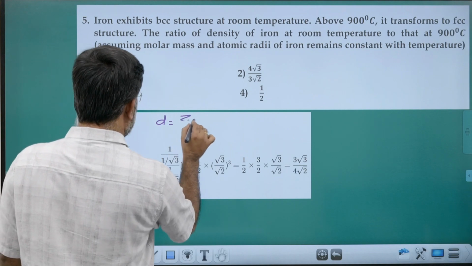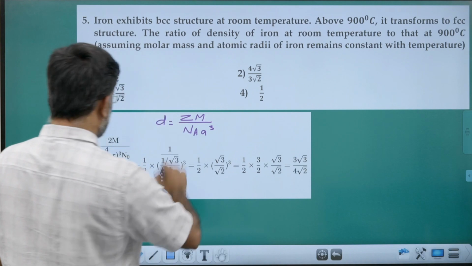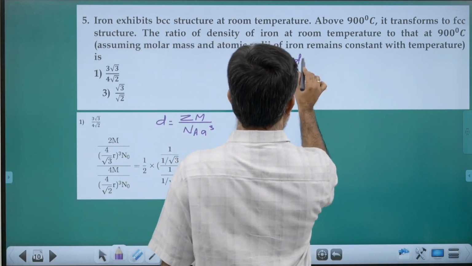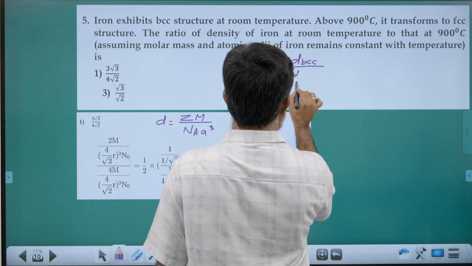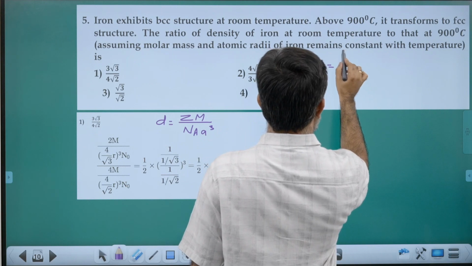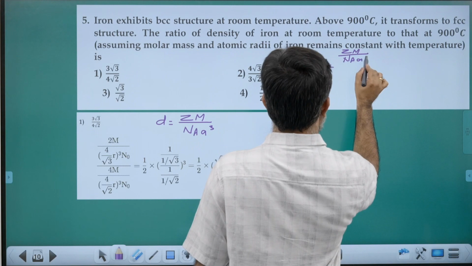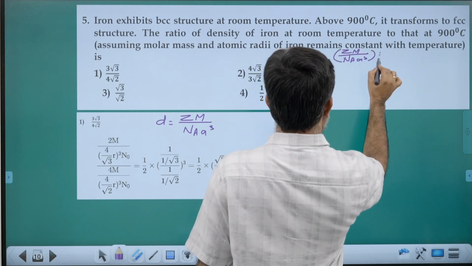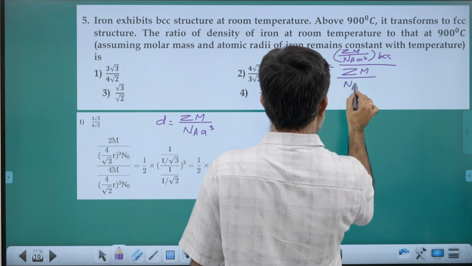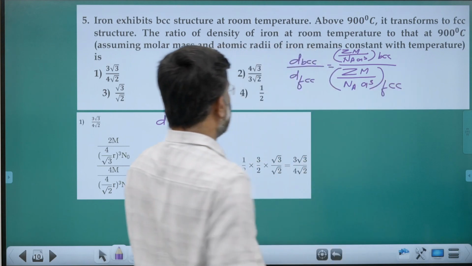D is equal to ZM by Na cube. Right? So what do you want? D BCC by D FCC. That is Z M by NA a cube for BCC divided by Z M by NA a cube for FCC. This is what you want.